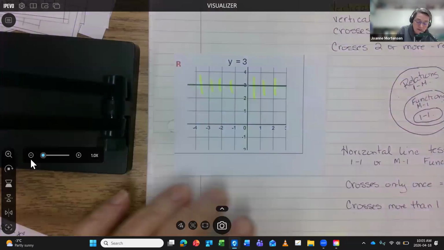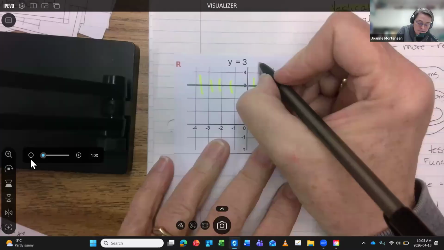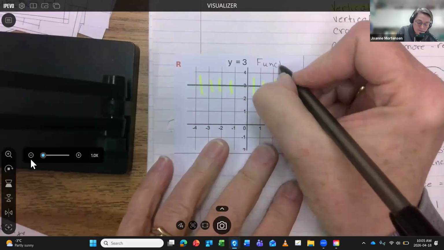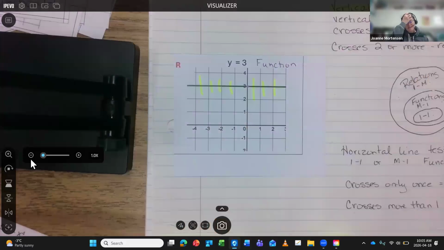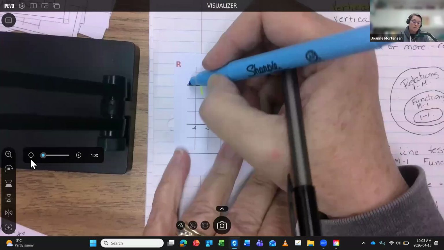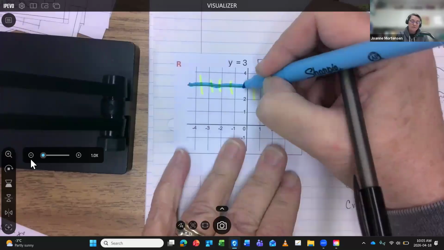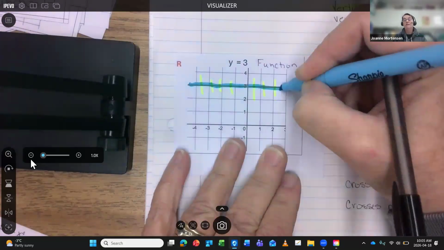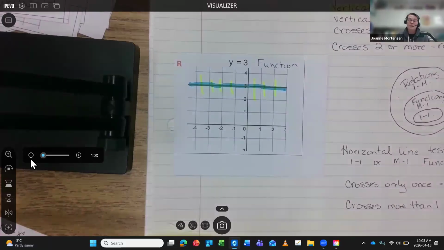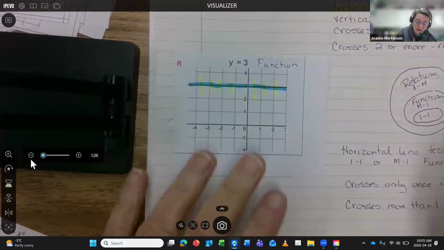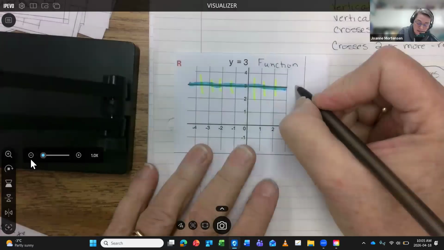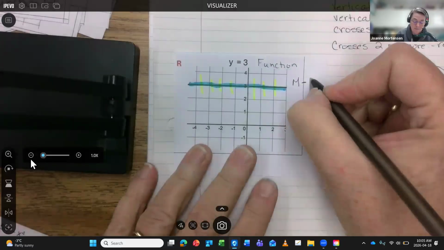All right. So it's a function. Check. Now let's see if it's a many to one or a one to one. And I just have to draw one line. And you can see that it intersects the graph at, honestly, an infinite number of points. Two's enough, but this is an infinite number of points. And we're going to say that this is a many to one.